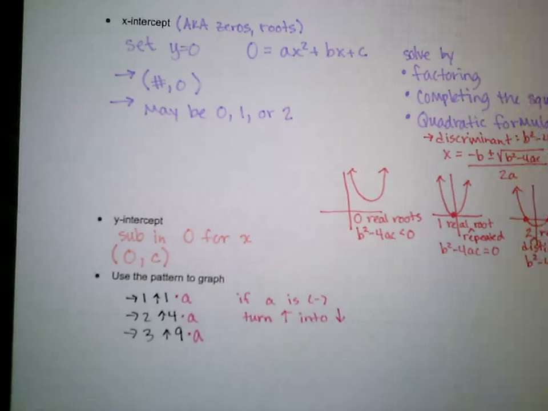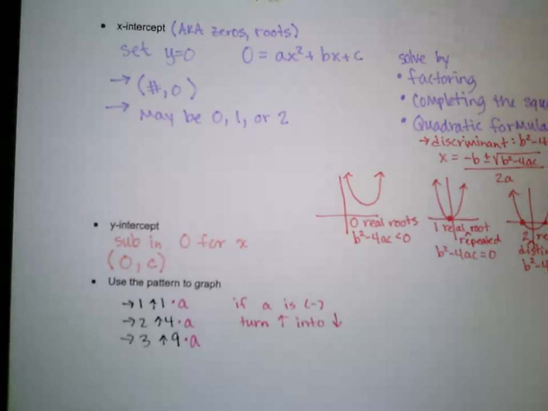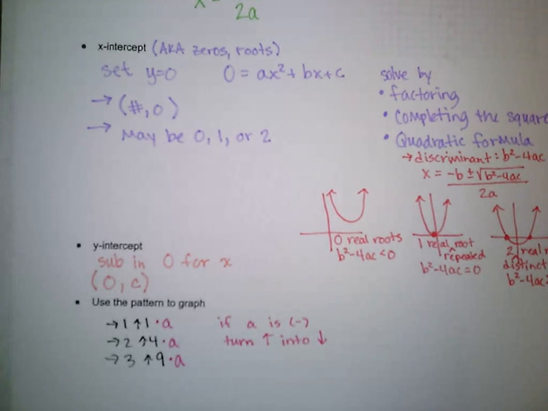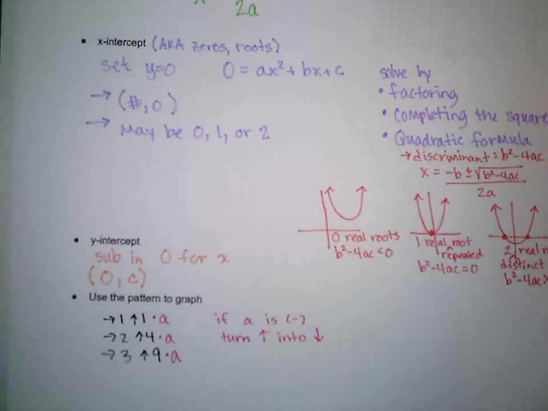because your parabola is going to reflect over the x-axis and it will open down. Domain and range are going to be the same as they were on vertex form. Domain will, of course, always be all real numbers, and the range is going to depend on whether our parabola opens up or opens down.